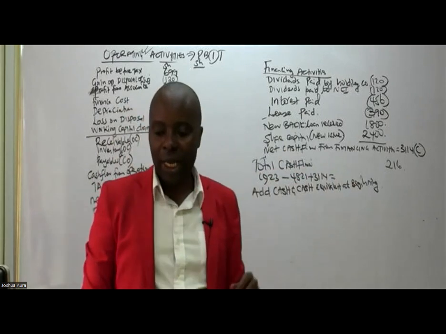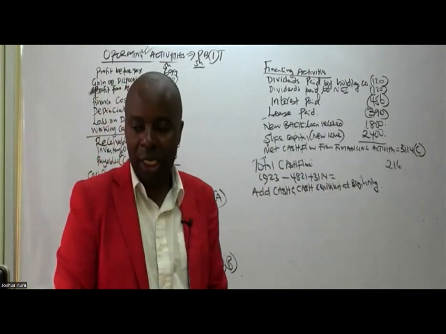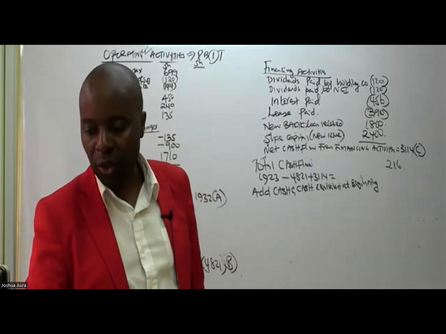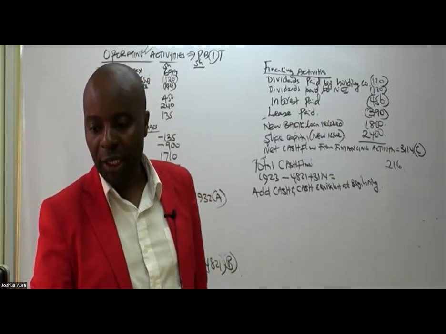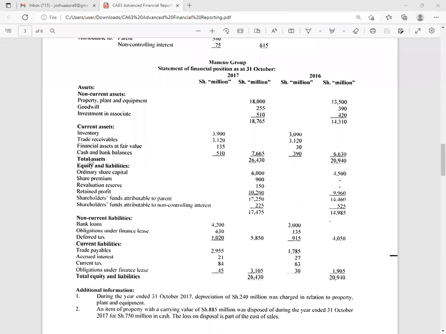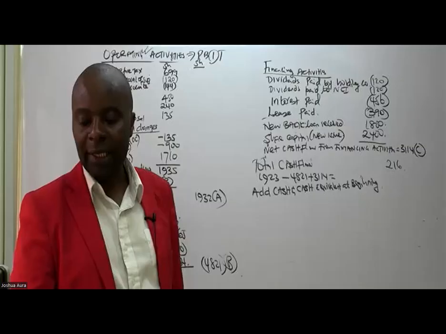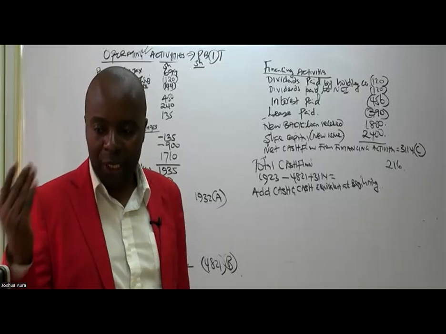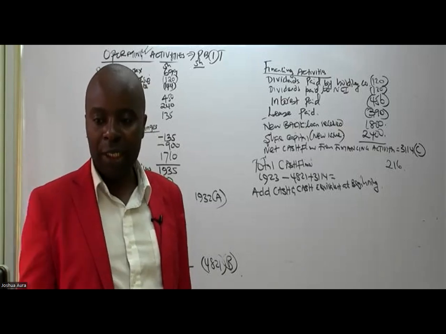So these cash and cash equivalents, what do we mean with these cash and cash equivalents? It's quite easy. When we talk of cash and cash equivalents, ladies and gentlemen, if you look at your current assets, we have this cash and bank balances. Beginning is 390. And then we have got these financial assets at fair value, those monetary assets like the treasury bills. You can liquidate them anytime.